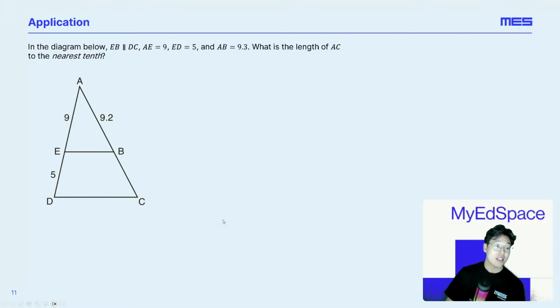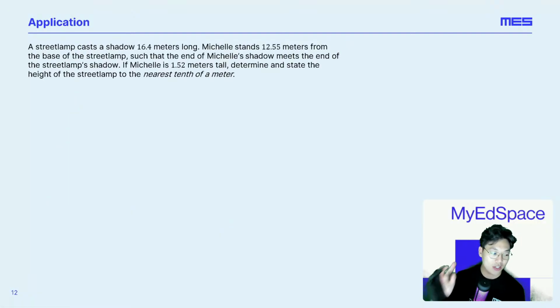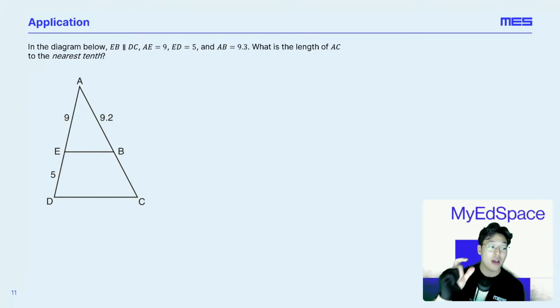Let's keep going. So here's the first application, and here's the second application. So we're ending with a word problem today. But before that, let's work with one more problem here. In the diagram below, EB and DC are parallel.